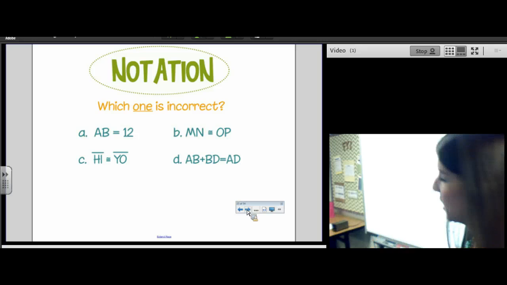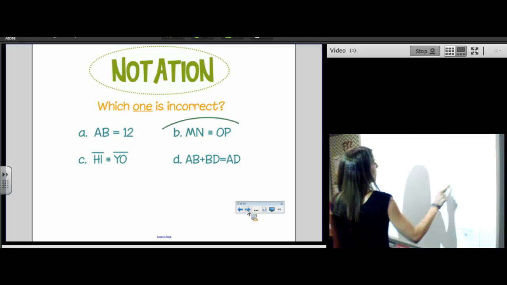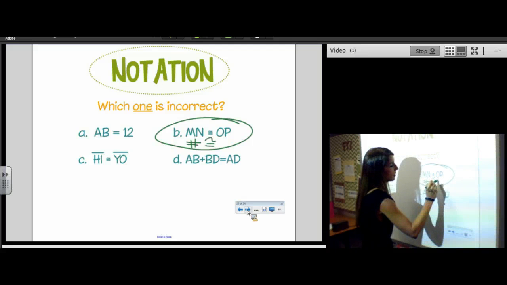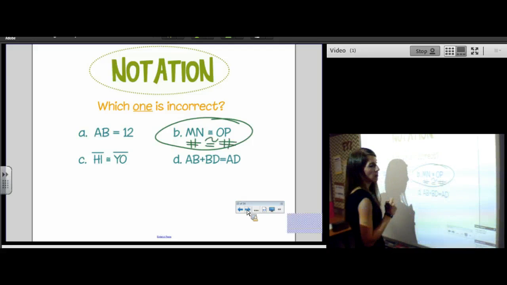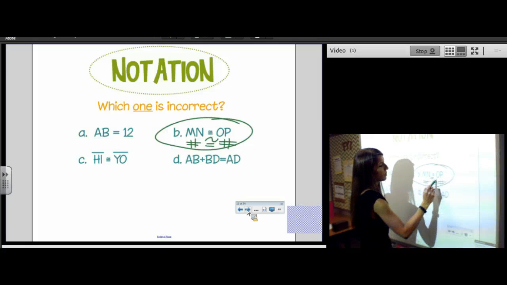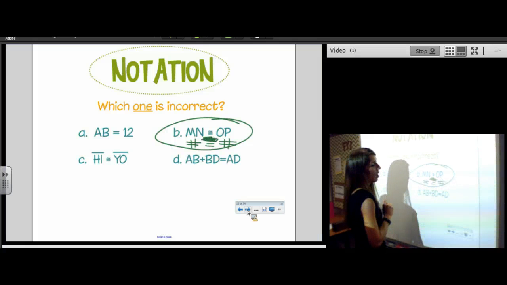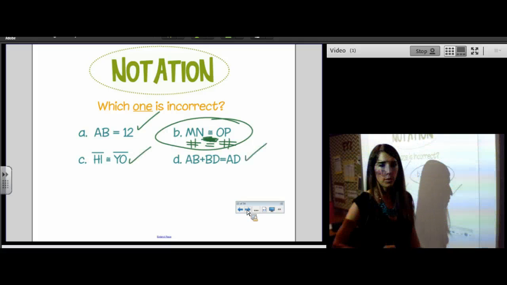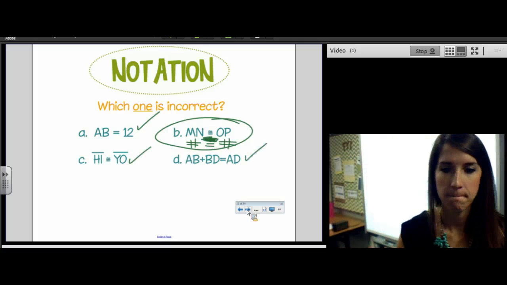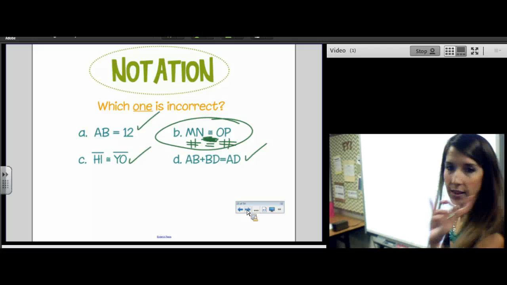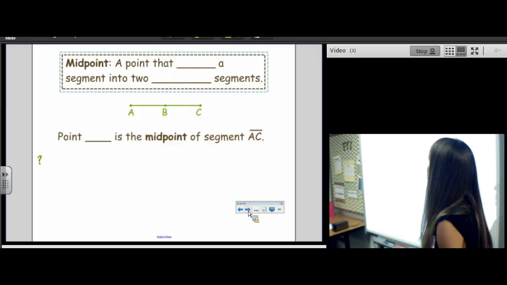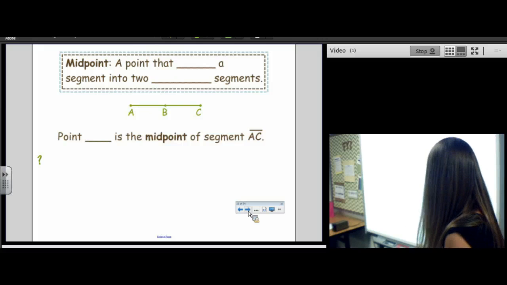B is the answer. You cannot say a number is congruent to a number. That does not work. You would need to put equals there. All of these are good. The only one that was wrong was B. Okay? You can't say that a length, a distance, is congruent. Distances are equal.